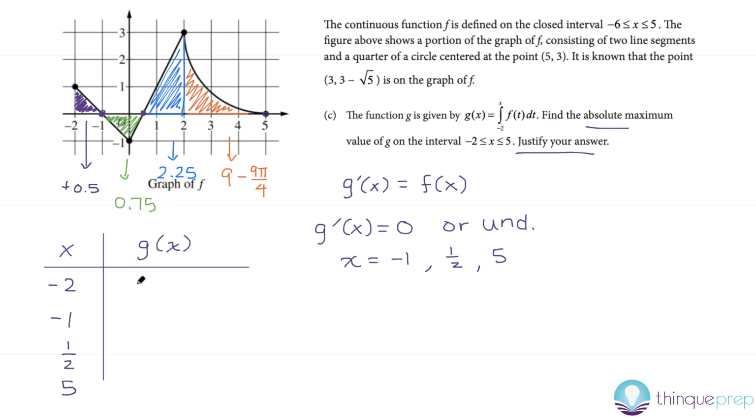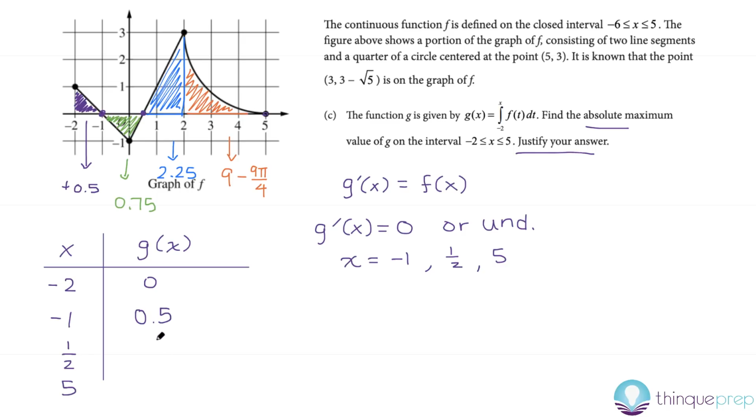Well, when we plug in the number 2 into g of x, we're just evaluating the area from negative 2 to negative 2, right? So that area is just 0. Now what's going to happen? If we're going to evaluate g of negative 1, that's saying we want to find the area from negative 2 to 1. We've done that over here, right? We did that for part A. So this answer is just 0.5.